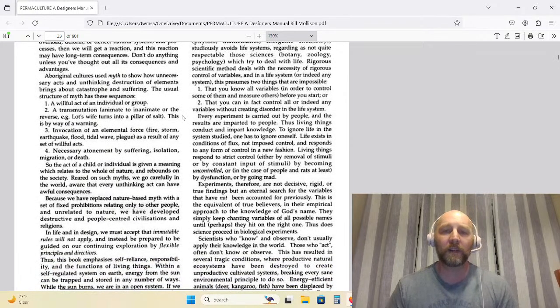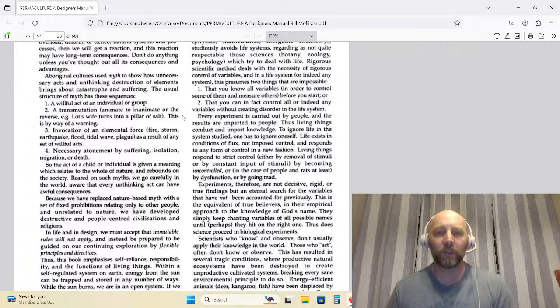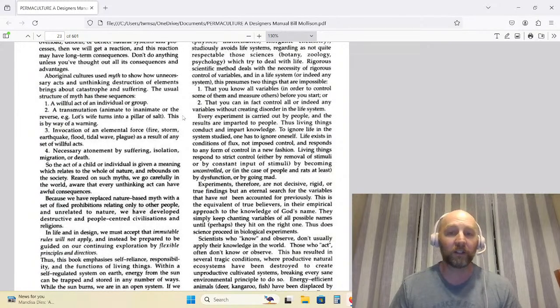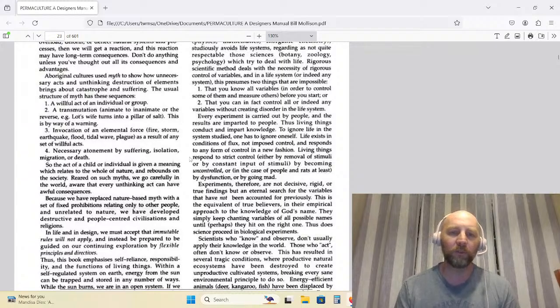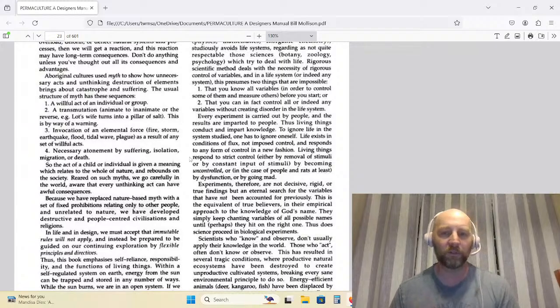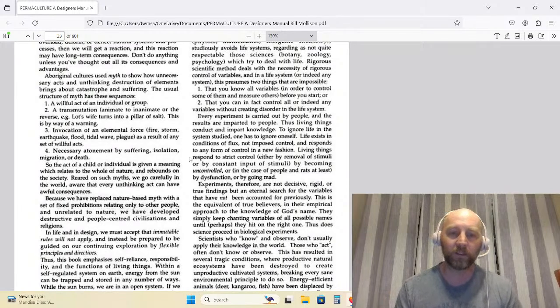Every experiment is carried out by people, and the results are imparted to people. Thus, living things conduct and impart knowledge. To ignore life in the system studied, one has to ignore oneself. Life exists in conditions of flux, not imposed control, and responds to any form of control in a new fashion. Living things respond to strict control, either by removal of stimuli or by constant input of stimuli, by becoming uncontrolled, or, in the case of people and rats at least, by dysfunction or by going mad.